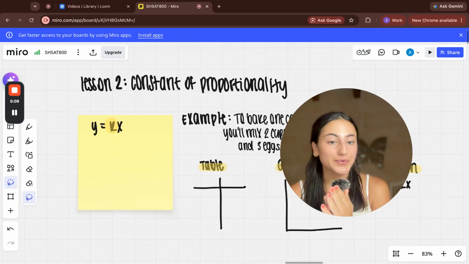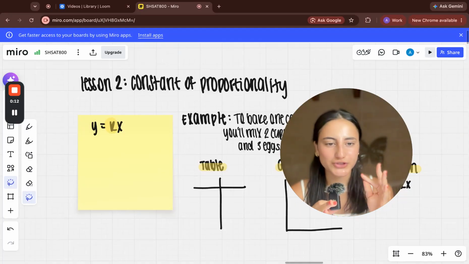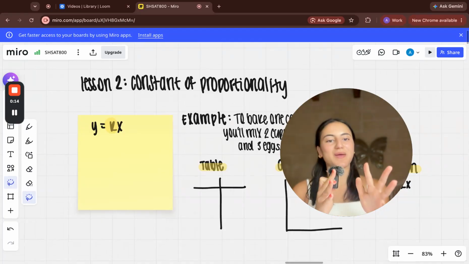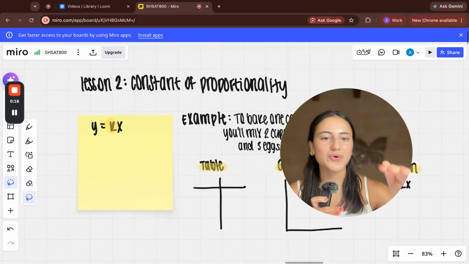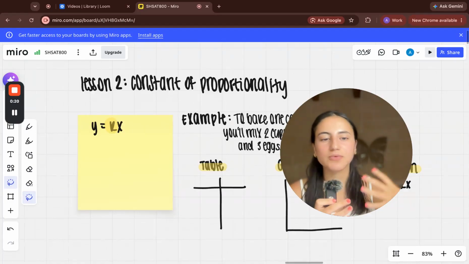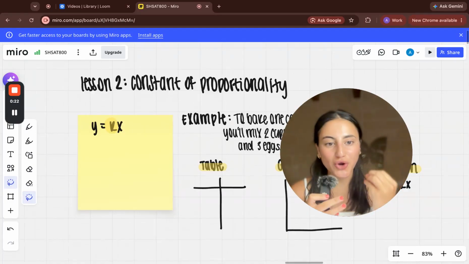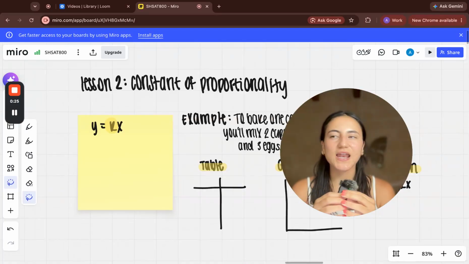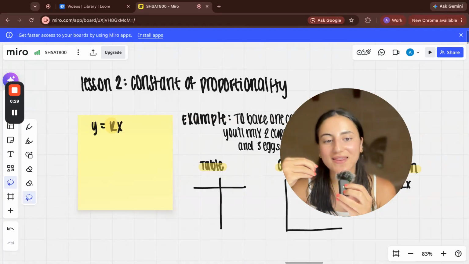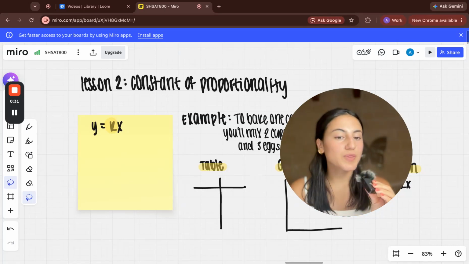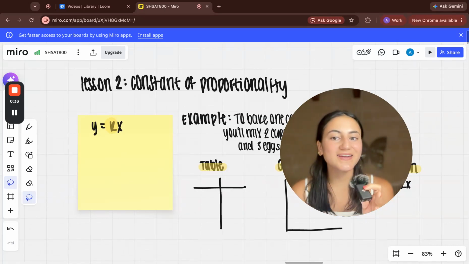This is going to be reviewing the constant of proportionality. So if you have no idea what that means or you're slightly familiar, no worries. I'm going to take you through a quick lesson demonstrating what it is, and then I'm going to show you how to solve questions and how to recognize the questions in the SHSAT that are testing this concept. So without further ado, let's go ahead and get started.